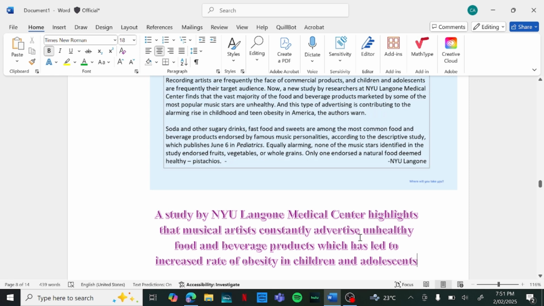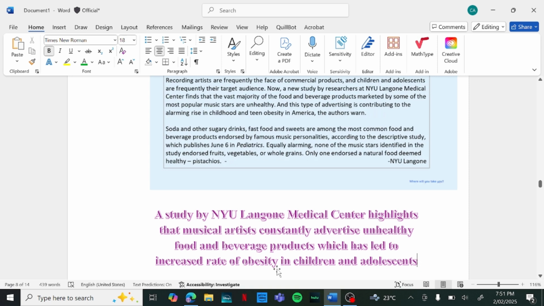Now, I want to also include this second paragraph. Read it and see if there's anything that we can get from there. Now, soda and other sugary drinks, fast food and sweets are amongst the most common foods that are endorsed by these famous music personalities, according to the descriptive study published June 6 in Pediatrics. Equally alarming, none of the music stars identified in the study endorsed fruits, vegetables, or whole grains.